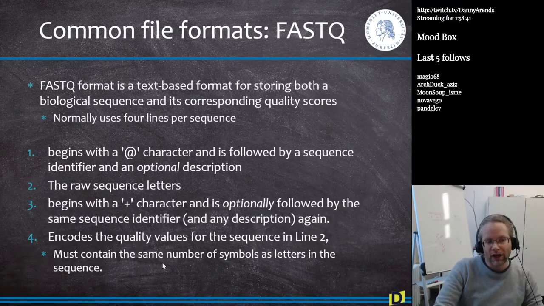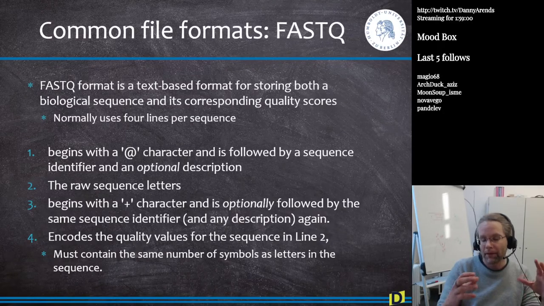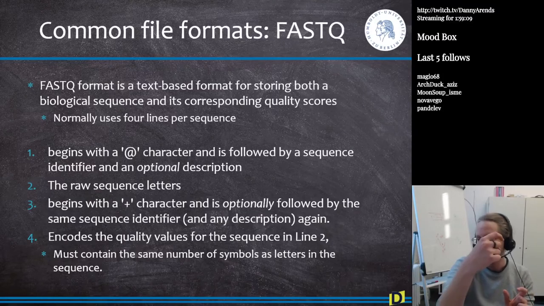All right, so the fourth line is a little bit interesting, right? Because for each base pair that is in line number 2, there is also a quality value. And of course, here we run into a problem because numbers are not a good way to store quality values, right? Because a quality of 40 is something that is really hard to encode, because 40 is 2 characters, while the base pair, which has a quality score, is only 1.